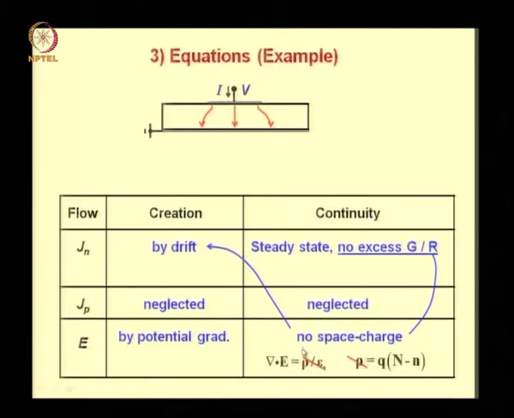So converting these two statements into equations, no space charge means divergence of E is 0, and q into (N minus n), where N is the doping concentration and n is the electron concentration, is 0. This means the electron concentration is equal to the doping concentration. We have neglected the holes here.